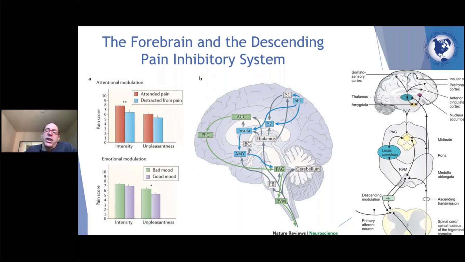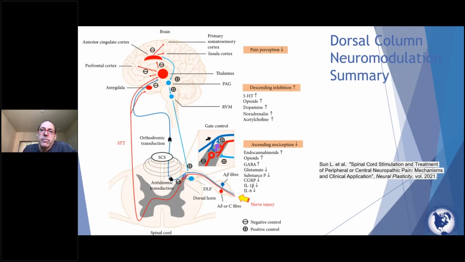And therapies which can increase descending inhibitory controls are also analgesic. So it's not always a matter of just blocking the transmission rostrally of nociceptive input, but if you can increase descending inhibitory controls, you can also get a reduction in pain.